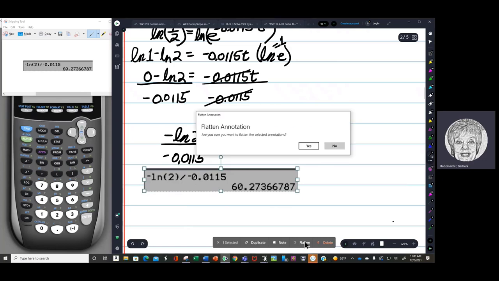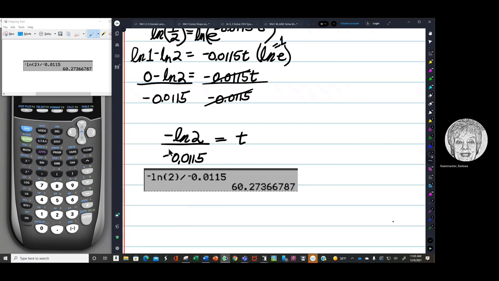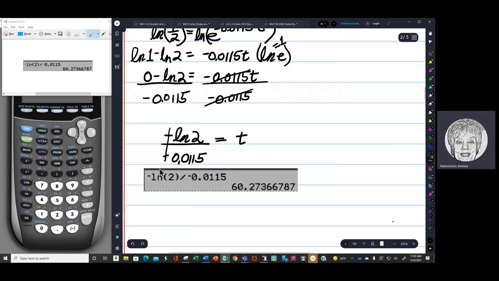Now notice the difference here. Time is in days. We certainly don't want it to be negative. So it was essential that both of these numbers be negative. Now that you know when you're dealing with time, the answer will be positive. It would have been a little bit easier, but not a lot easier, to just let the negative signs cancel each other.